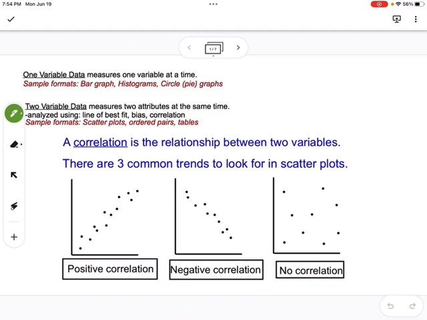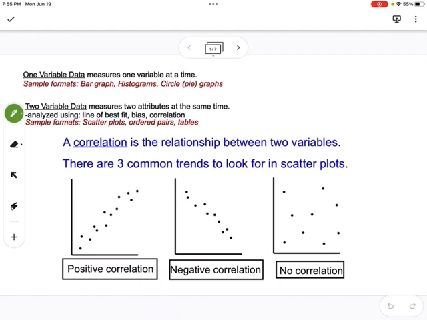And 2 variable, this is when you have numbers along the bottom and along the side. So it measures 2 attributes at the same time. We normally analyze this with a line of best fit, or we could have a curve of best fit, and notice different correlations within the data. So examples here are scatter plots, ordered pairs, tables.